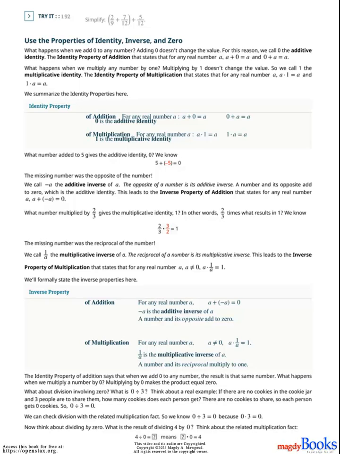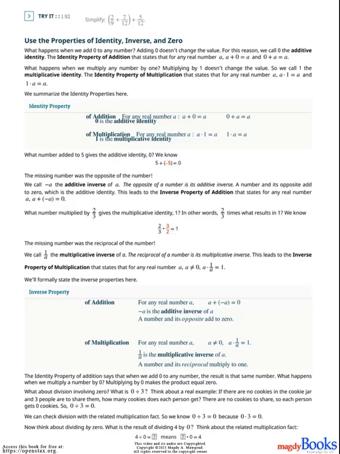We'll formally state the inverse properties here. B. Inverse property of addition. For any real number a, a plus, open parenthesis, negative a, closed parenthesis, equals 0. Negative a is the additive inverse of a. A number and its opposite add to 0. Of multiplication. For any real number a not equal to 0, a dot 1 over a equals 1. 1 over a is the multiplicative inverse of a. A number and its reciprocal multiply to 1.